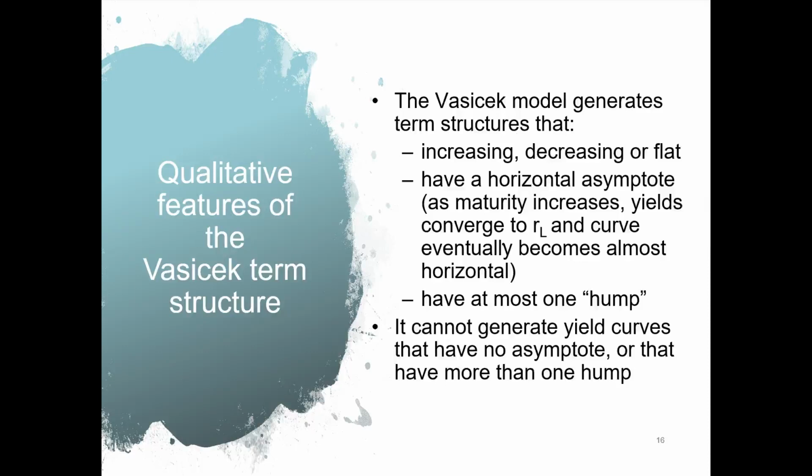There's some characteristics that your term structure must have to be able to be fit by the Vasicek model. The first one, it needs to be either increasing, decreasing, or flat. The second one, and this is very important, it needs to have a horizontal asymptote. What does that mean? That at some point it needs to flatten out, either up or down, but it cannot keep growing forever. It needs to have that asymptote. And the third one is that it must have at most 1 hump. So if it has 2 or 3, then the Vasicek term structure is not going to work.